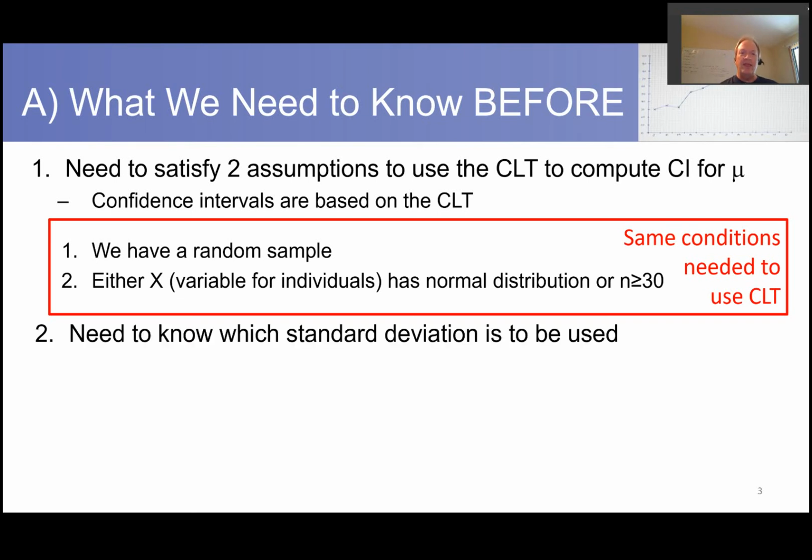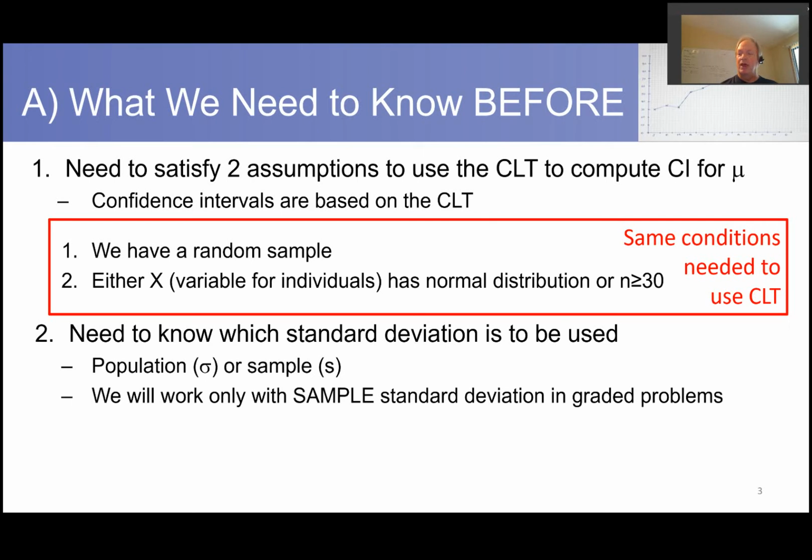And one thing that in general we need to know, but in this class we're not going to have to worry about, is that we need to make sure that we know what standard deviation is being used. So there's a population standard deviation and a sample standard deviation. In this course, we're going to only work with the sample standard deviation. And the reason why is if you don't know what the population mean is, it's a little naive to think that you know the population standard deviation, since that's a measure of the average distance from the population mean, which you don't know. You're trying to estimate.